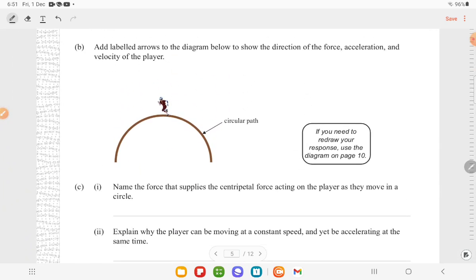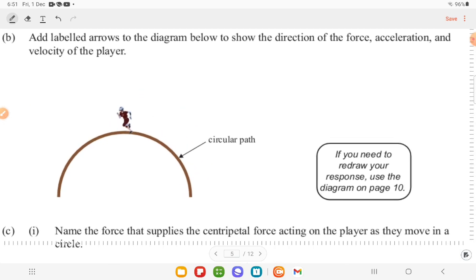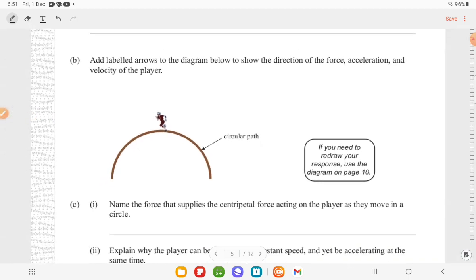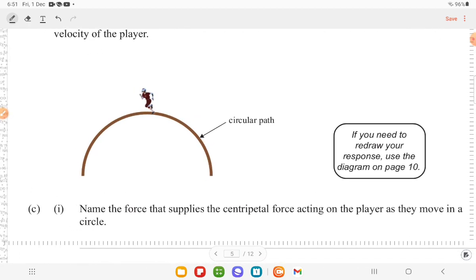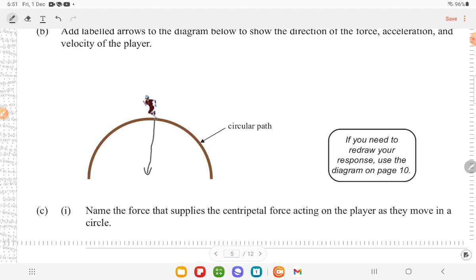Add labeled arrows to the diagram below to show the direction of the force, acceleration, and velocity of the player. So in the centripetal force, the force and acceleration is always moving towards the center. So this man is moving towards the center. But the velocity is always tangential to the circle at which the position of the player is at. So this is force and acceleration, but the velocity is moving this way. V.